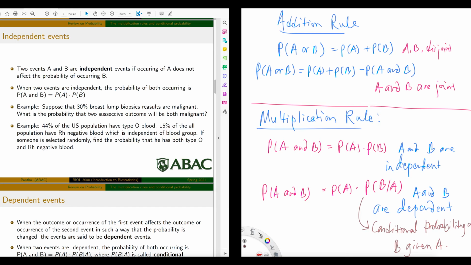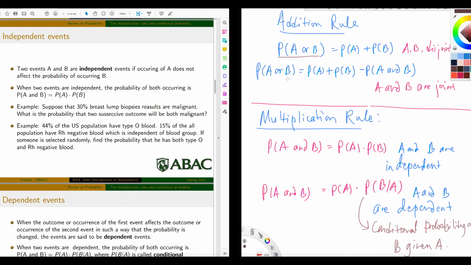Hi, in the last video we discussed the introduction of probability and the addition rule. In the addition rule, there are two formulas for finding the probability of A or B. The probability of A or B equals probability of A plus probability of B if A and B are disjoint.